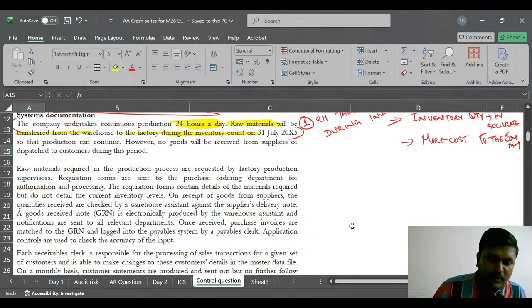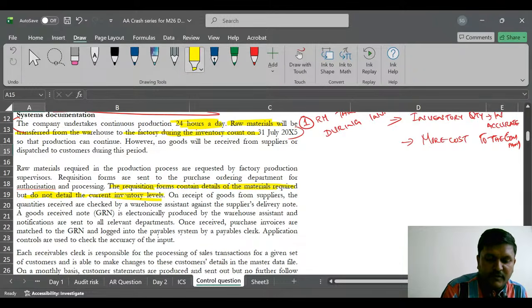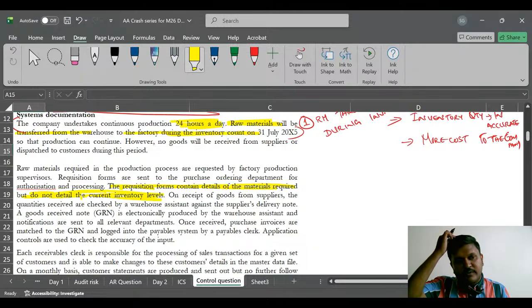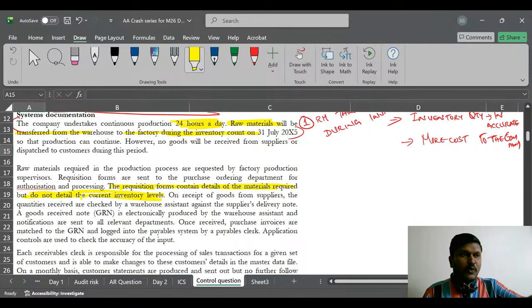So over here, the requisition form contains details of material required but does not detail the current inventory level. So they will not be considering the current inventory level. This will be calling for that impact we have considered over here. They might request the inventory without even considering their existing inventory level.